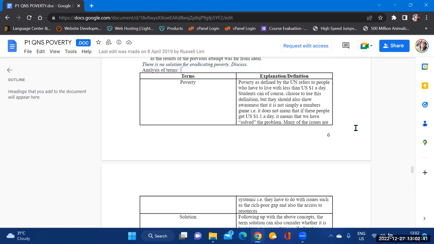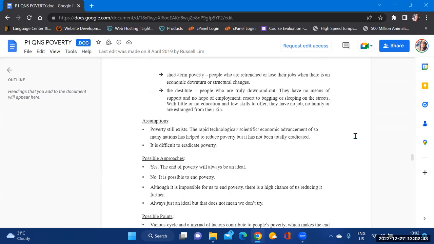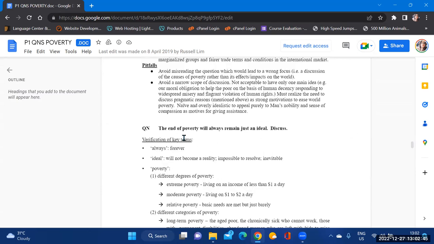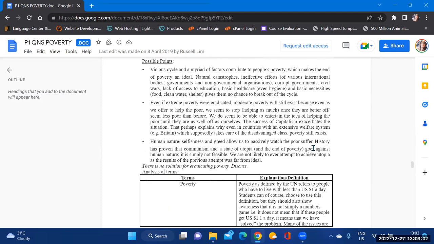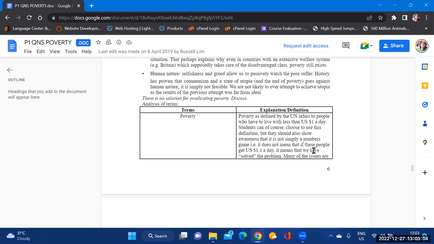Okay. So we have come to the end of this question, which is: the end of poverty will always remain just an idea. Discuss. It means it is impossible to eradicate or totally eliminate poverty from the face of the earth. Discuss. So very interesting, very fascinating topic.